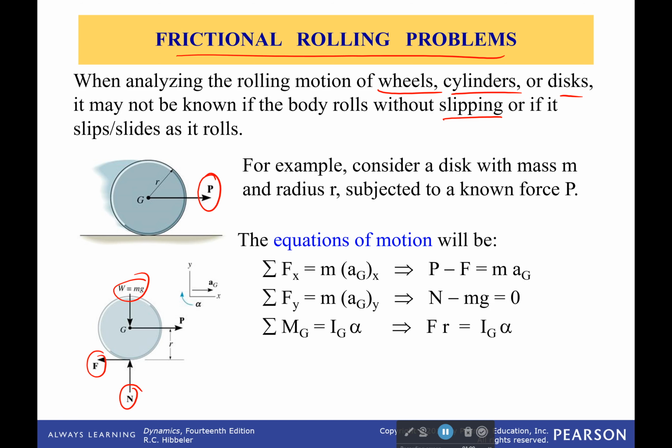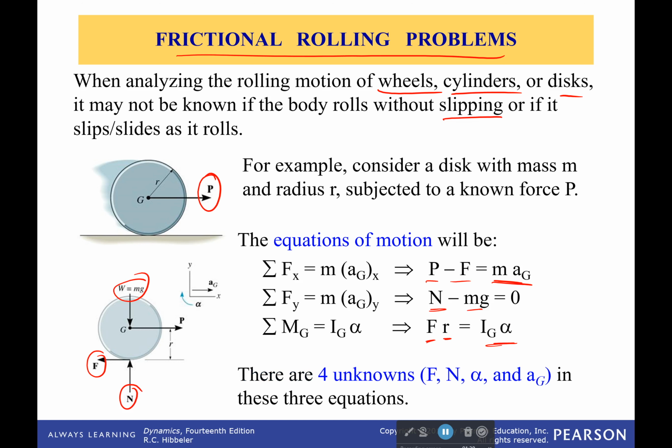And if we put our three equations in here, we see the pulling force minus the frictional force is going to be equal to our mass times our acceleration in the tangential direction. The normal force minus our weight is going to be equal to 0 because it's not going to accelerate upwards. And the frictional force times our radius is going to be equal to our angular acceleration times the moment of inertia.